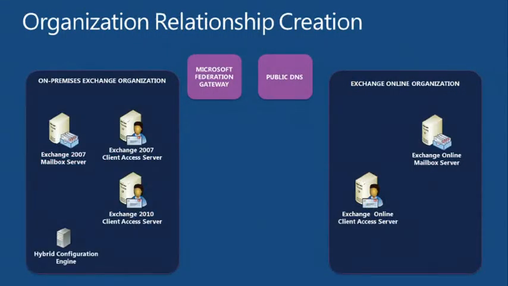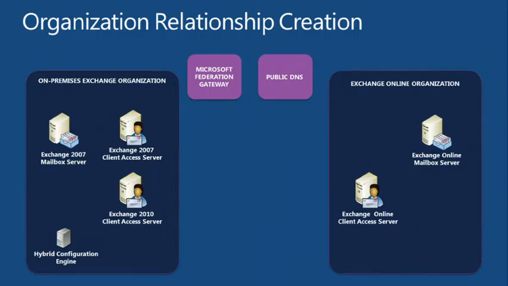One of the key things, and so from that view of how the hybrid configuration engine works, we're going to walk through what it's actually doing to create the organization relationship. The organization relationship is the thing that handles federated FreeBusy and all that good stuff. And then we're going to take a look at how it configures the Mailflow connectors. And it's important to use how the engine works as a backdrop, particularly to organization relationship creation.